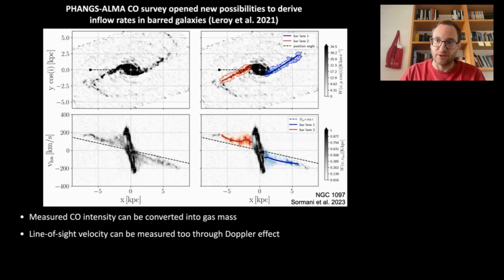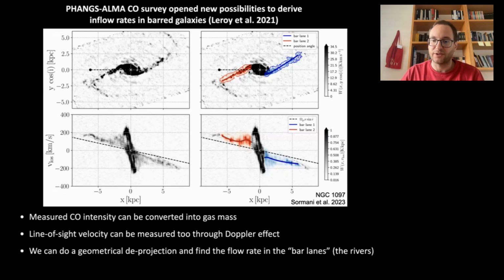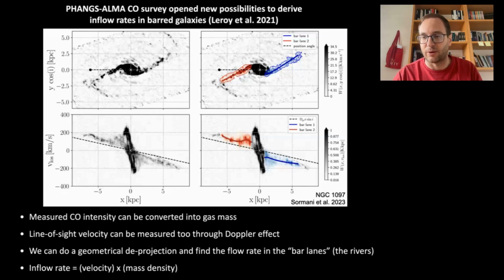But we don't only measure the intensity of the CO, we can also measure its line of sight velocity through the Doppler effect. By combining these two pieces of information, we were able to do a geometrical deprojection and find the flow rate along these two giant galactic rivers, which in astronomical literature are called bar lanes or bar dust lanes. The inflow rate will be simply given by the velocity of the gas along these bar lanes times their mass density.